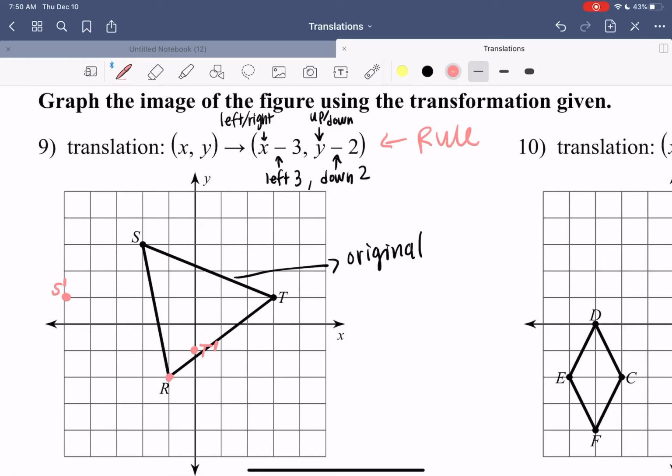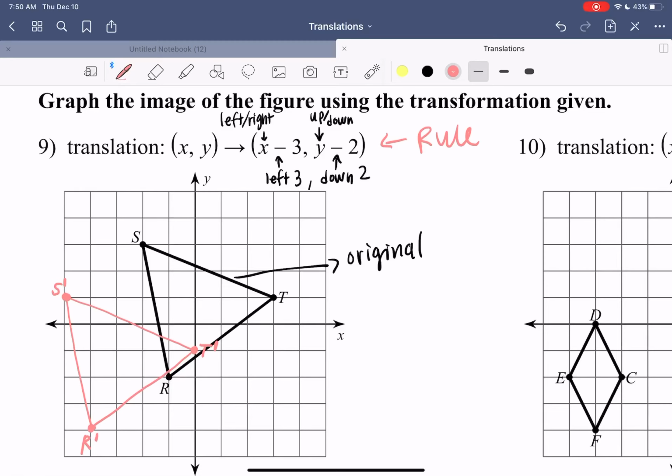And our last here is R. So let's go ahead, according to our rule, we're going to take it left 3, 1, 2, 3, and down 2, 1, 2. Okay, so it's a new location, so now we have to remember to add our prime. So I'm going to go ahead and connect my dots, and then we can check.